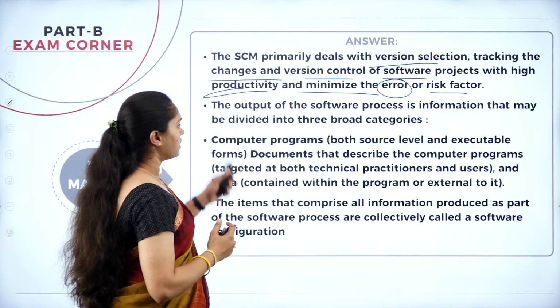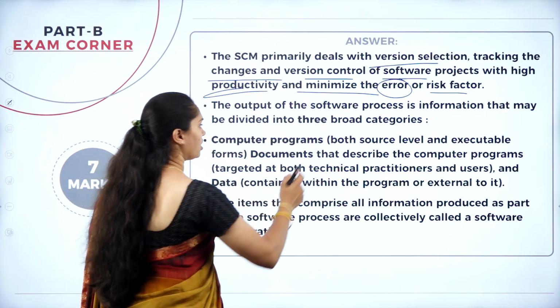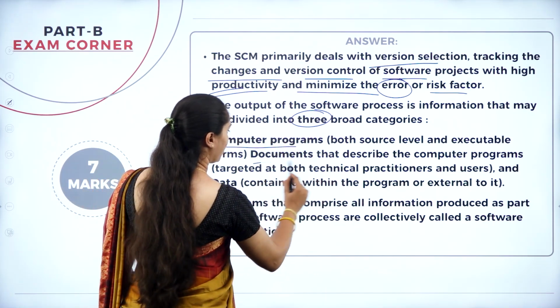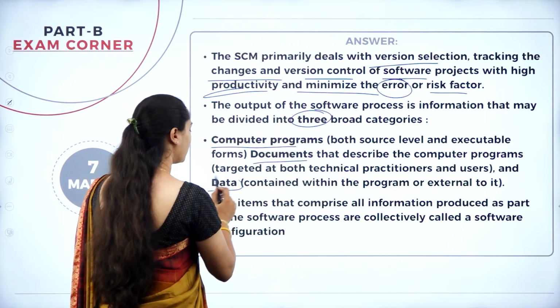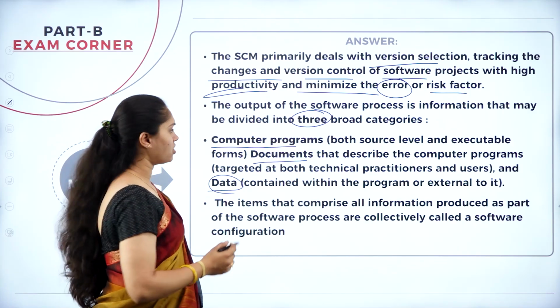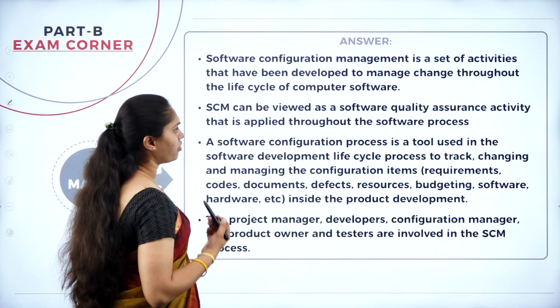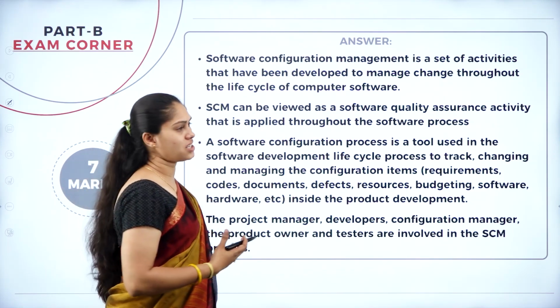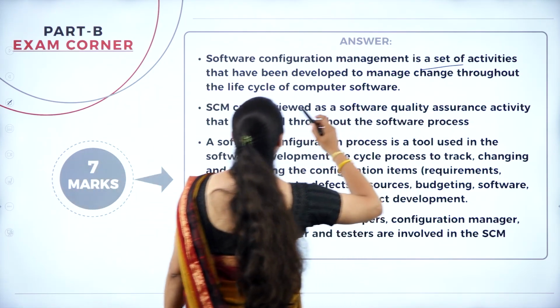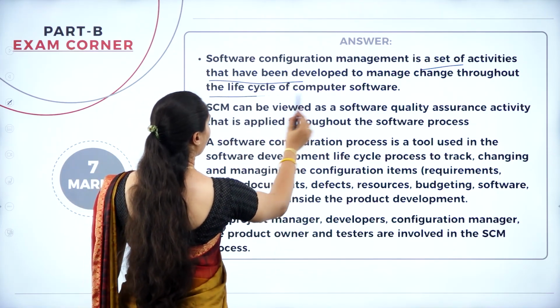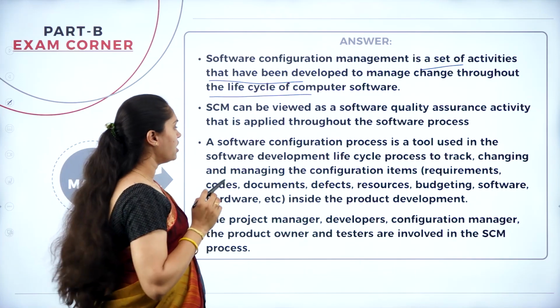And also this output will be divided into three broad categories. One is the computer program, and it can be related to documents or it can be related to data. So this is how you are supposed to answer. Along with that, software configuration management, or SCM, is also considered a set of activities that have been developed to manage change through the life cycle of computer software.